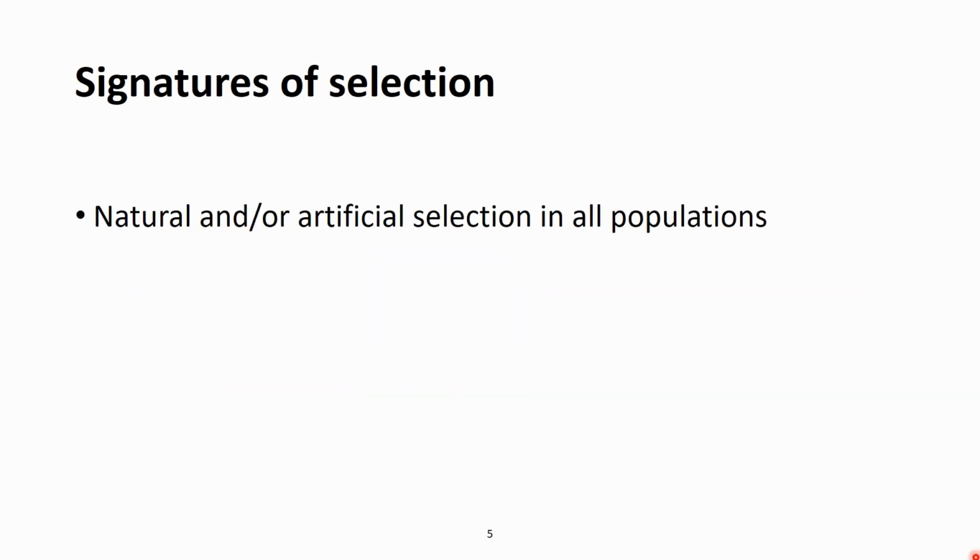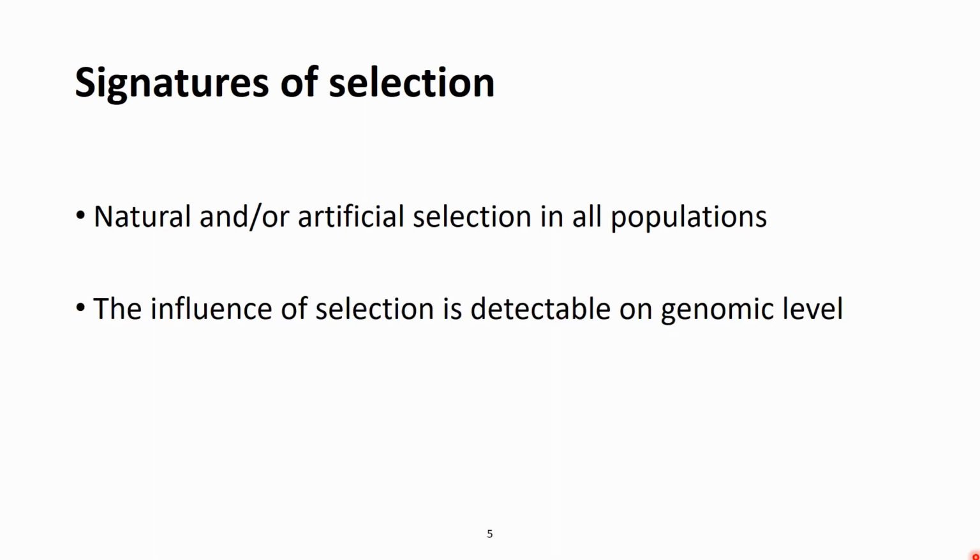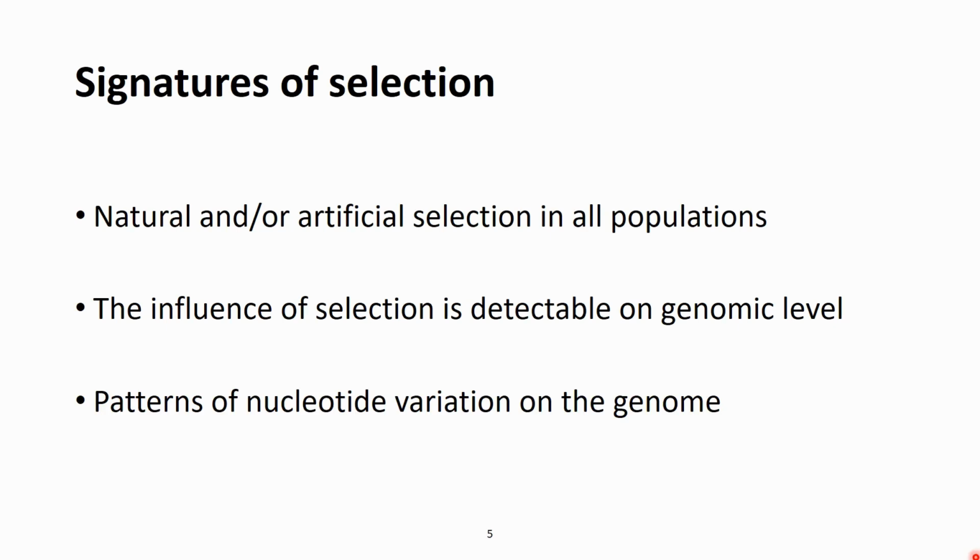So to recap in bullet points, there is certainly natural selection acting on all populations, and in the case of livestock, there is also a strong component of artificial selection. Certainly, if we look at the genome, we can find the influence of this selection on the genomic level. And this influence we detect based on the special patterns of nucleotide variation that we find on the genome.